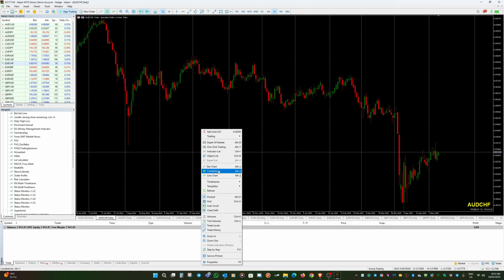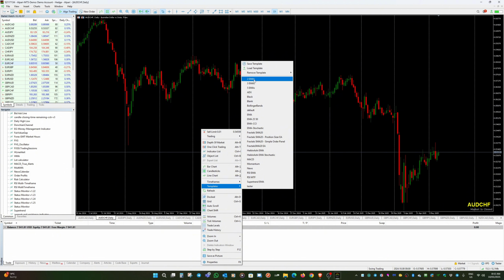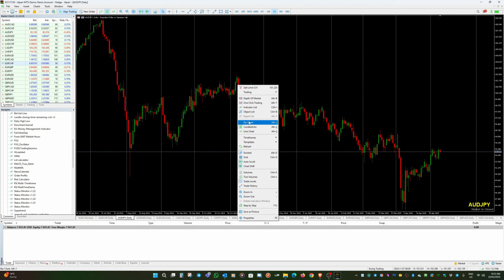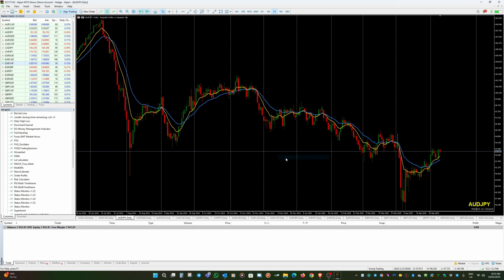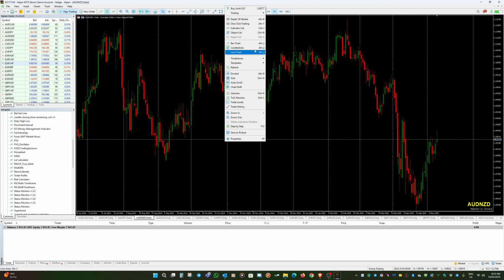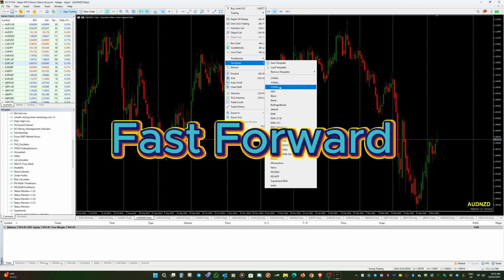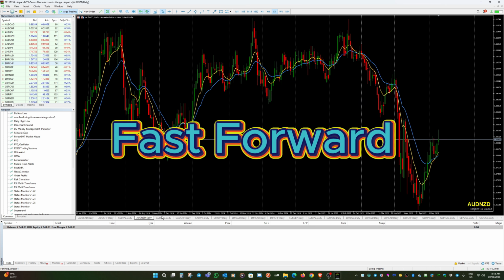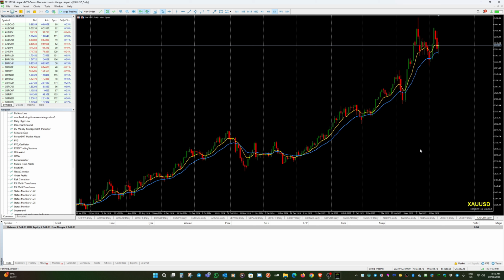So let's go through and change the template on each of these charts. Okay, templates are loaded on each chart. So we're looking at, I think, around about 28 pairs or maybe 29 if we include gold. And I don't trade cryptos with this, but it is something that you can do if you like.